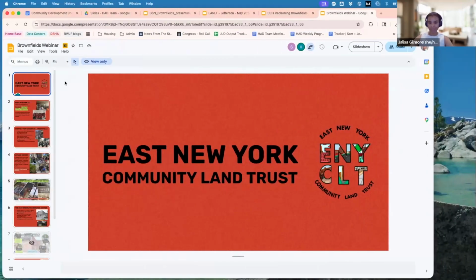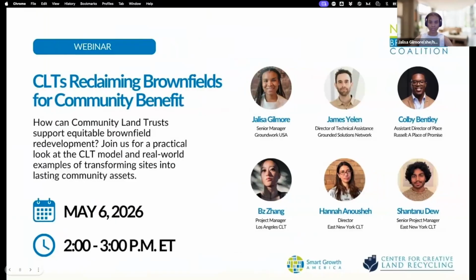He has served on several advisory bodies and boards related to community ownership models, including the Illinois Community Land Trust Task Force, and previously as board secretary for the San Francisco Community Land Trust. James holds a bachelor's degree in sociology and government from Wesleyan University and a master's of city planning from the University of California, Berkeley. And he is based in Chicago, Illinois.